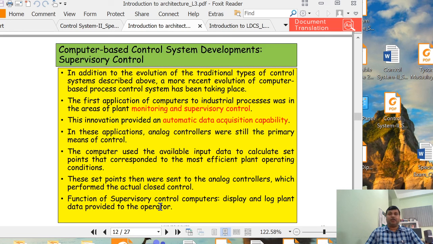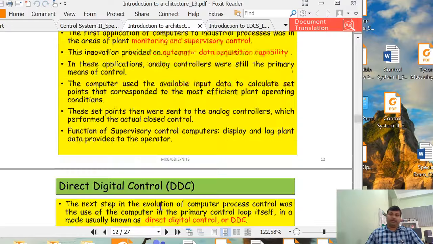In these applications, analog controllers were still the primary means of control. The computers were used for data logging, using the available input data to calculate the set points that correspond to the most efficient plant operating conditions. So the computer was not used as a controller; it was used for data acquisition and set point calculation. The set points calculated by the computers were then sent to the analog controllers, which performed the actual closed loop control. The function of supervisory control computers is to display and log plant data provided by the operator.